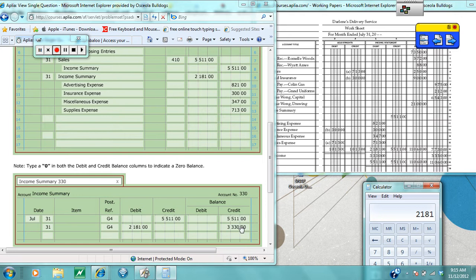Okay, how am I going to check that? I'm going to check it right here. Make certain it matches up. If it doesn't, I have an error. I need to go back and change something.